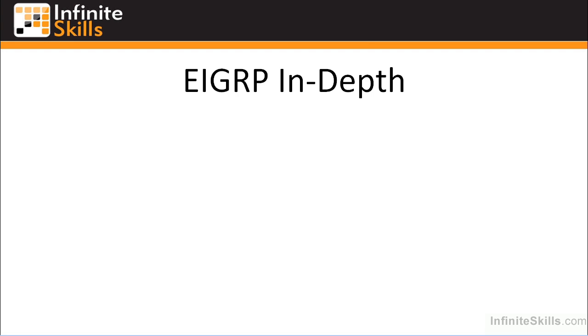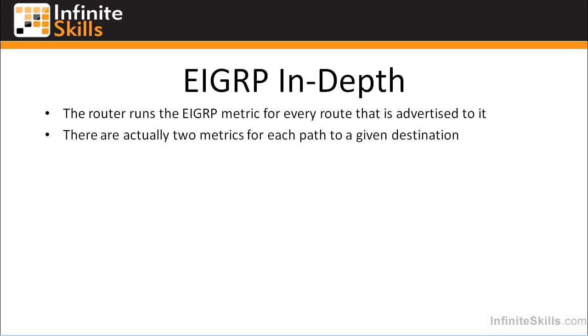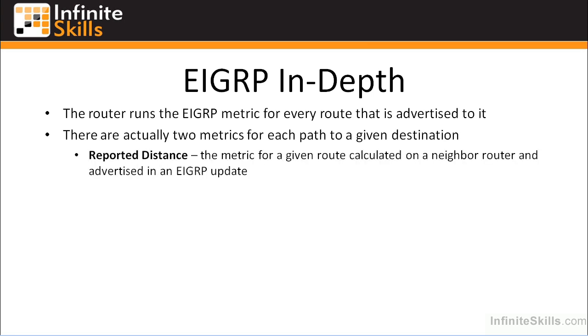Now, like the link state routing protocols, the router runs this EIGRP metric calculation for every route that's advertised to it. And to be honest, there are actually 2 metrics for each path to a given destination, and the fact that there are 2 metrics is what allows EIGRP to converge very, very quickly, much quicker than any other distance vector routing protocol. The first is the reported distance, and the reported distance is the metric for a given route that is calculated on a neighbor router and then is advertised to me in an EIGRP update. So that's basically, for this particular route, how far away does that router over there think it is?